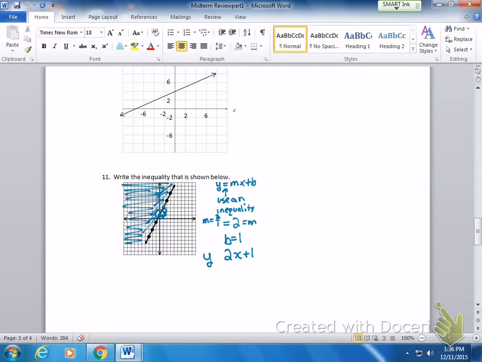Now there's a couple of things you need to remember. If it's less than or greater than, it's a dotted line. If it's less than or equal to or greater than or equal to, then it's solid. Now we have a solid line, so it's also going to be equal to, but we need to talk about how we find out what's greater than. If y is less than or equal to, it should be shaded below.